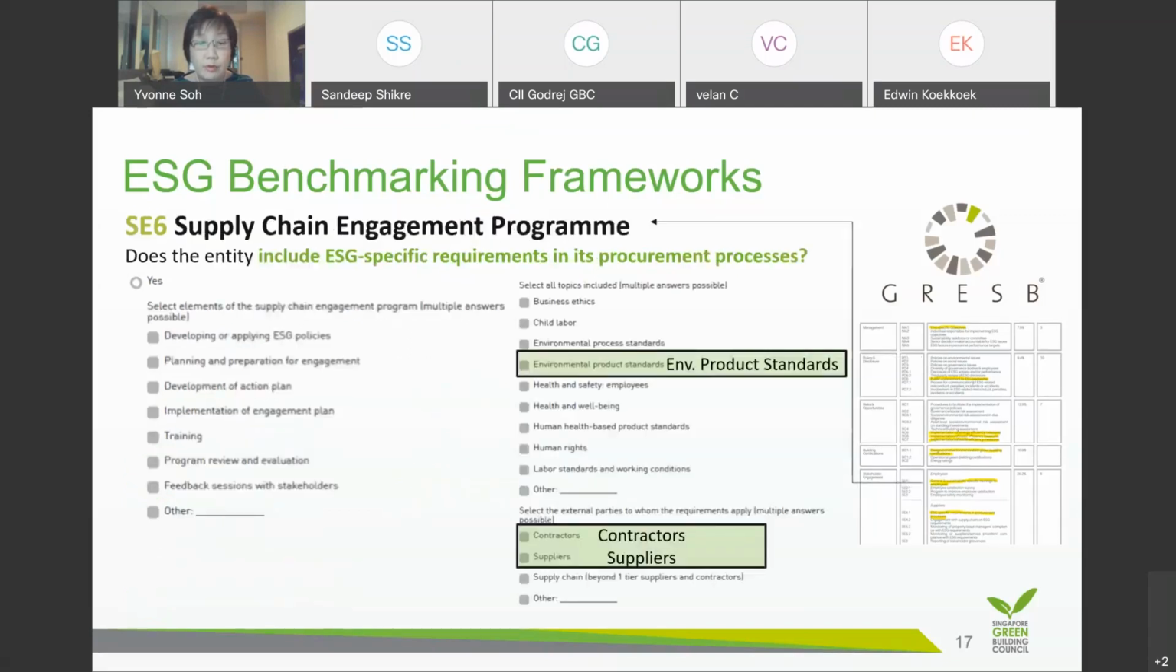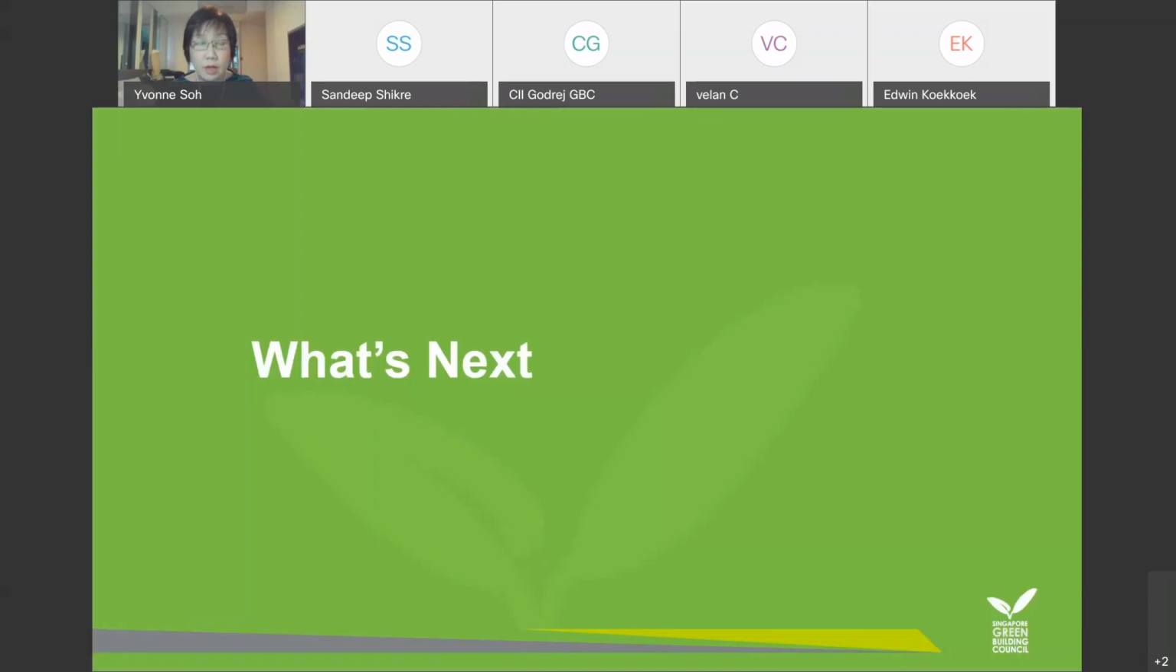Here's another example of their framework, this time to find out more about how companies engage their supply chain and what issues companies talk to their supply chain about. So I've actually come to the end of my short sharing, and I hope that I've given you some insights on what is driving green procurement in Singapore. But before I end, I thought I would just share some last thoughts on what I see as some of the trends going forward.